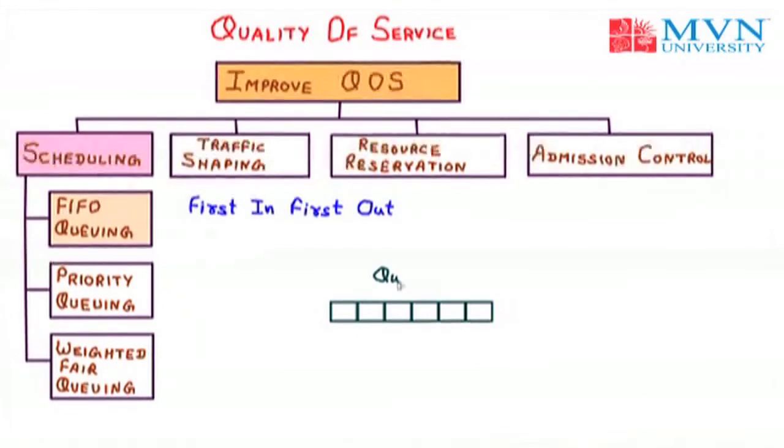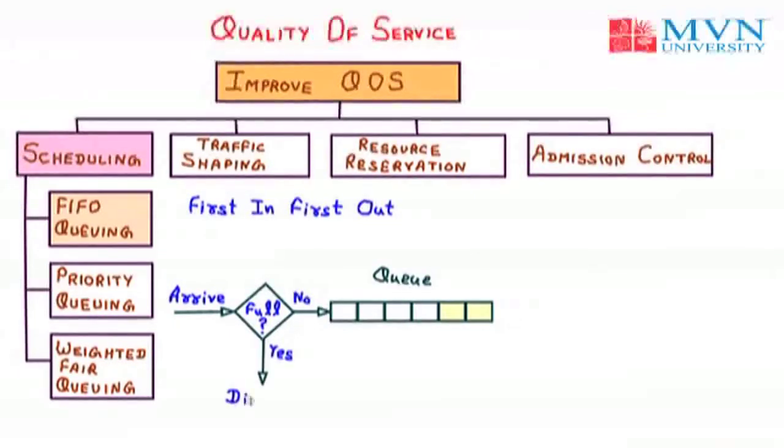Let us suppose we are having a queue. Let us suppose we are having some packet. First of all the packet will arrive at the decision box. And the decision box will check whether the queue is full or not. Now, for example, in the queue we are having 2 entries which are filled. That means the queue is not completely filled. In that case, the packet will be sent to the queue. But let us suppose the queue is full, in that case it will discard the packet.